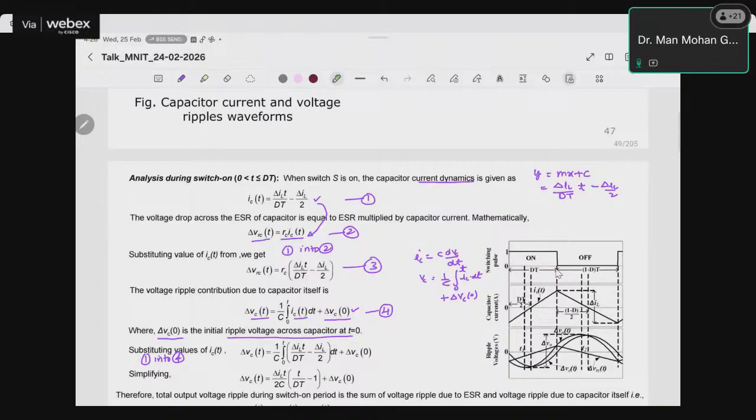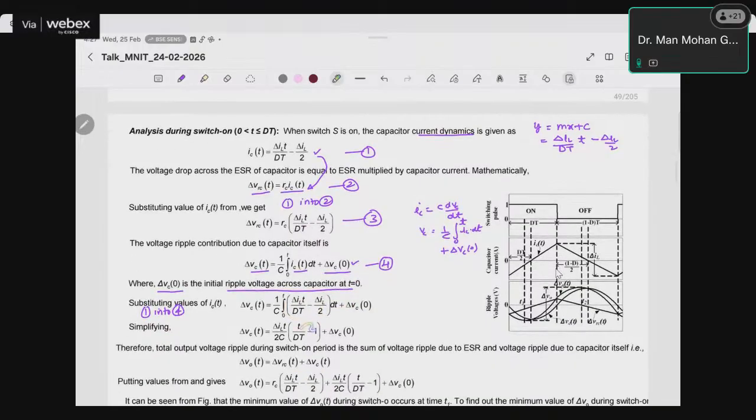In place of IC, we are putting this entire term here, then dt plus del Vc0. Now we will integrate it and simplify. So after the integration, if we integrate this term, we get del Vct equal to del ILT upon 2C in bracket T upon dt minus 1 plus del Vc0, right? So this term is our del Vct.